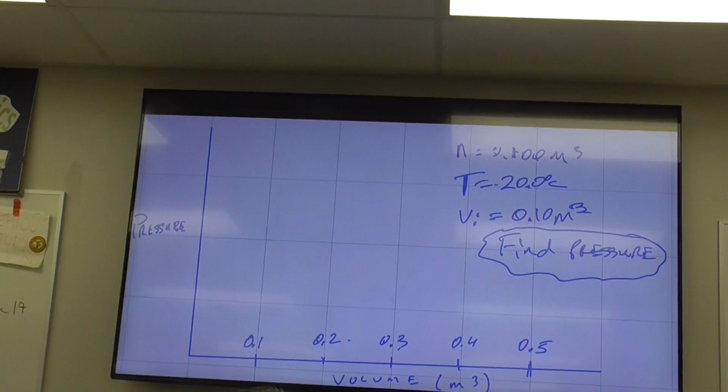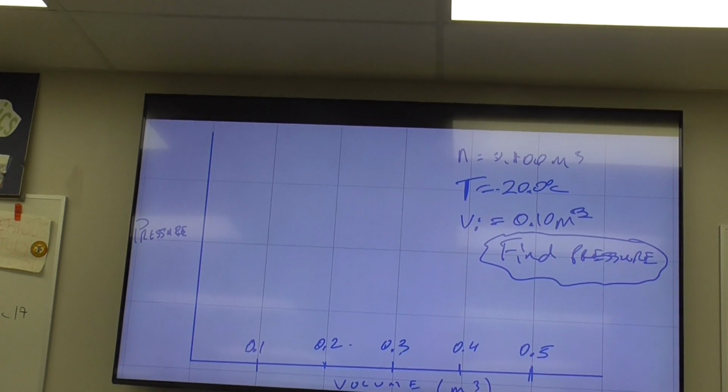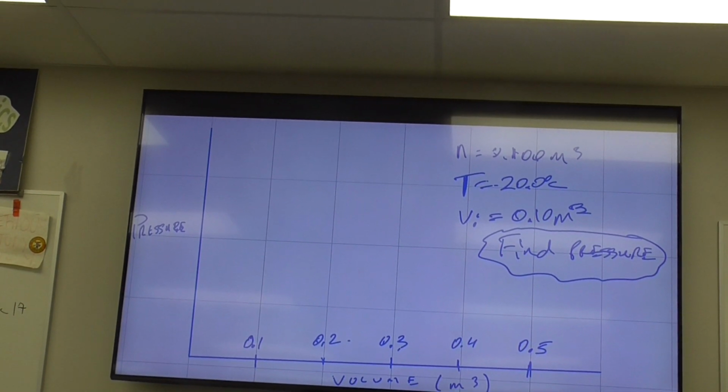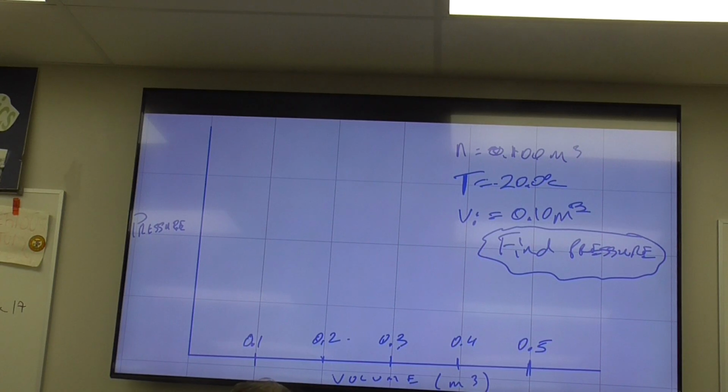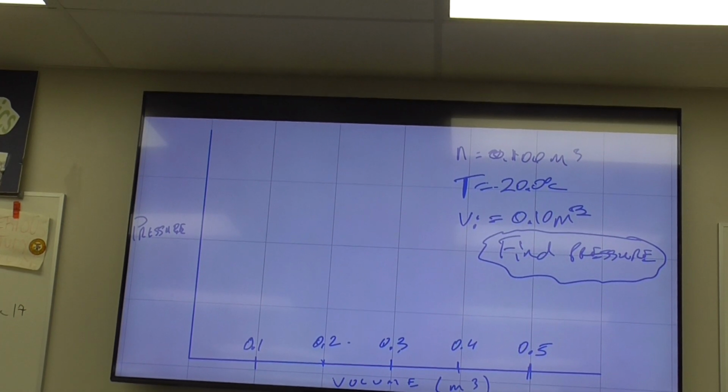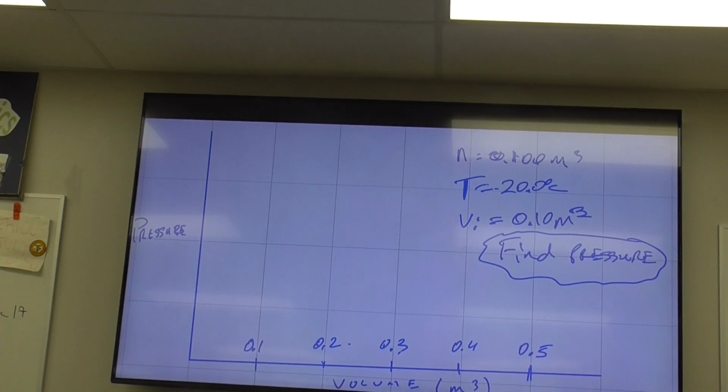So we're going to start off. I'm going to give you a certain number of moles of gas, which is 0.1 moles, which isn't very many.